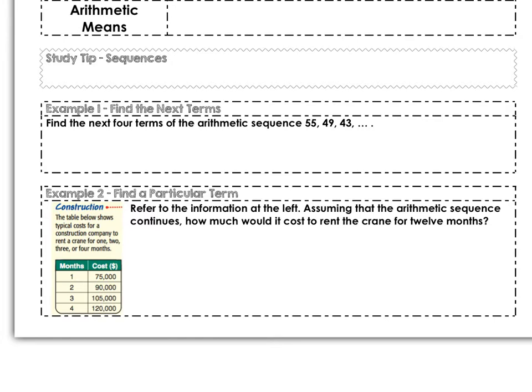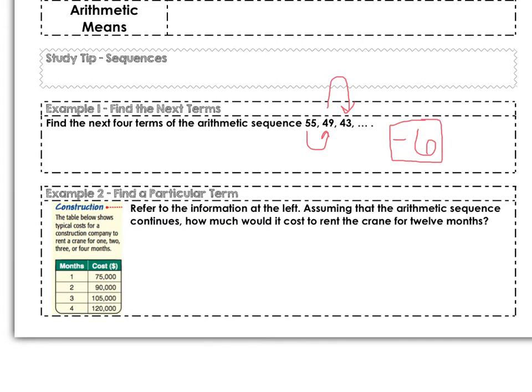So it's important to figure out how am I going from one term to the next. How do I go from 55 to 49? How do I go from 49 to 43? Well, all you need to do is figure out the difference between these numbers. The difference between 55 and 49 is a difference of 6. Now, we're not adding 6, we're subtracting 6 to get from one term to the next term. This is going to be our common difference.